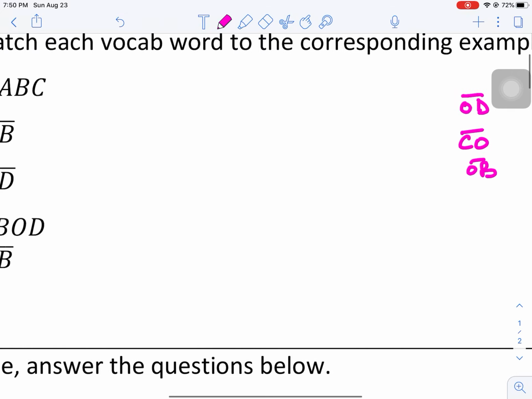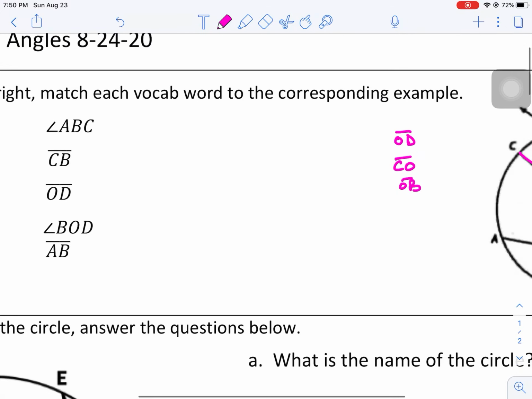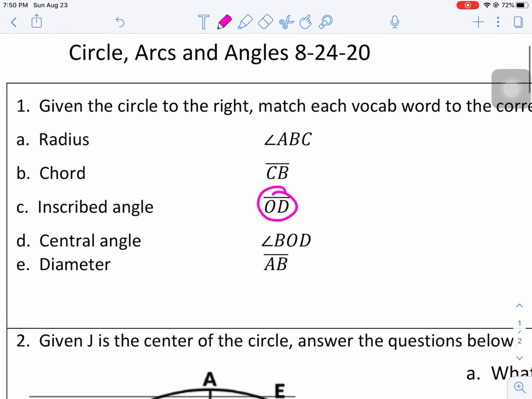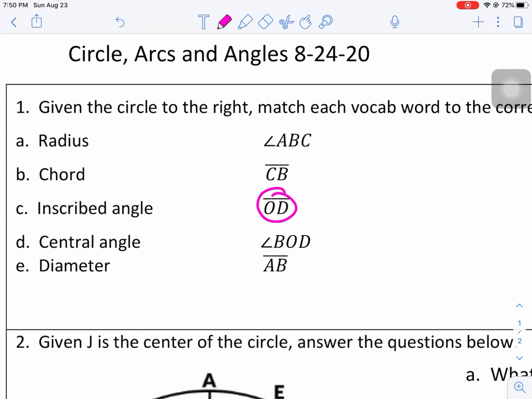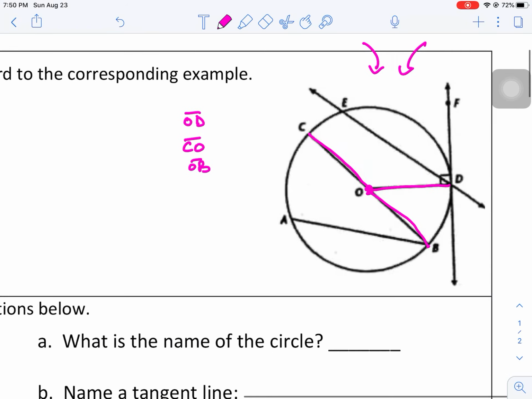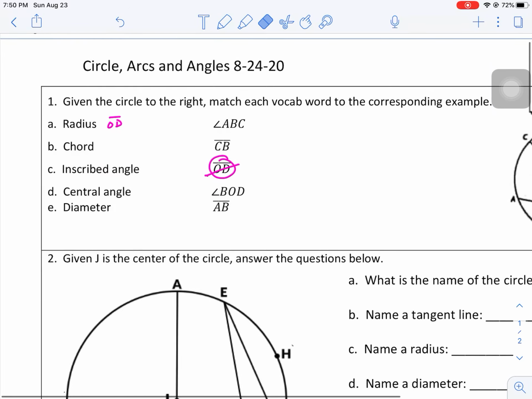Okay, so let's look over here to see if we have one of those. And I see OD. All right, so that's the radius that's in the list. So I'm going to write OD with a segment symbol, and I'm going to cross this one out. Okay, and then I'm going to clean this up so I can use this picture again for other things.